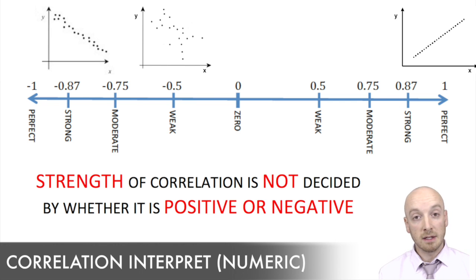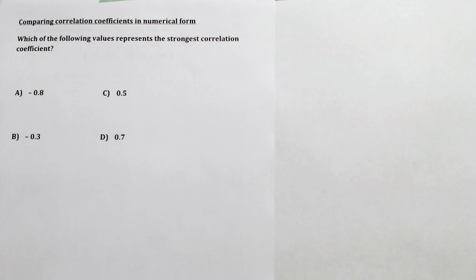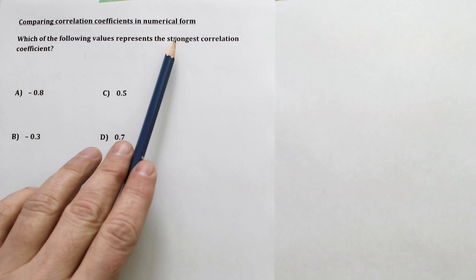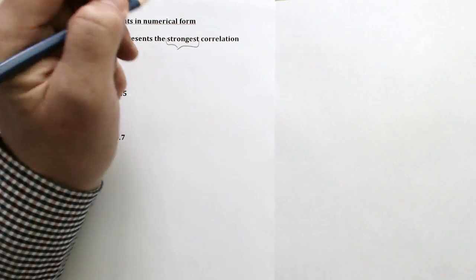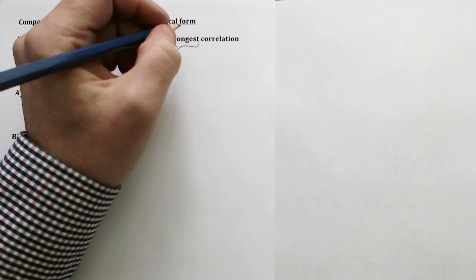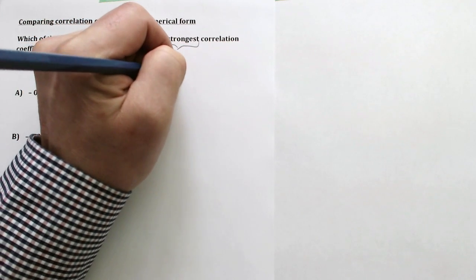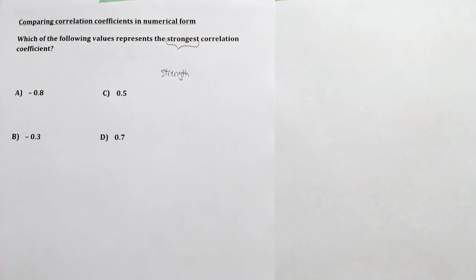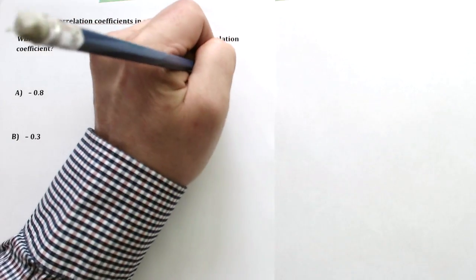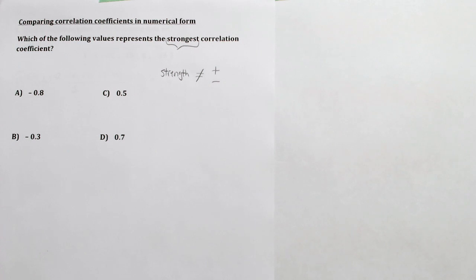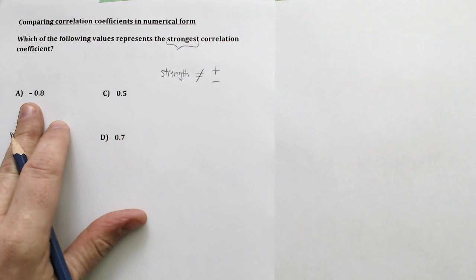Now here are a couple of final exam questions that they might throw at you on this topic. This is comparing correlation coefficients in numerical form, and the question is, which of the following values represents the strongest correlation coefficient? So once again, this is a question of strength. And I want to remind you that when we're dealing with strength, it has nothing to do with positivity or negativity. And that's the trap that you're going to see in this particular question.